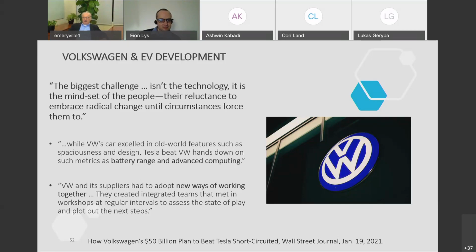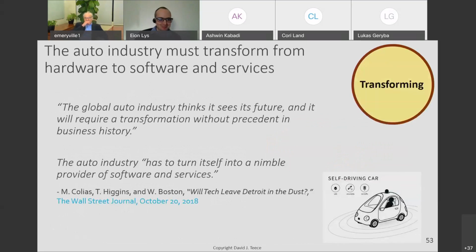I think VW will get its act together here, but the question is, where will Tesla be in the meantime? By the way, I'm not giving advice to buy or sell Tesla stock. If you've got good advice, please let me know. So this tells you, we're talking about transformation.